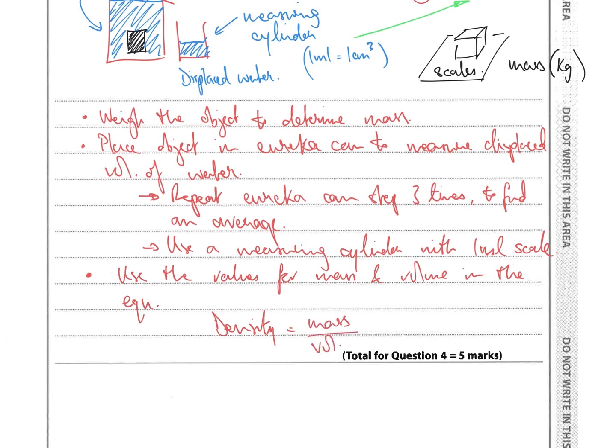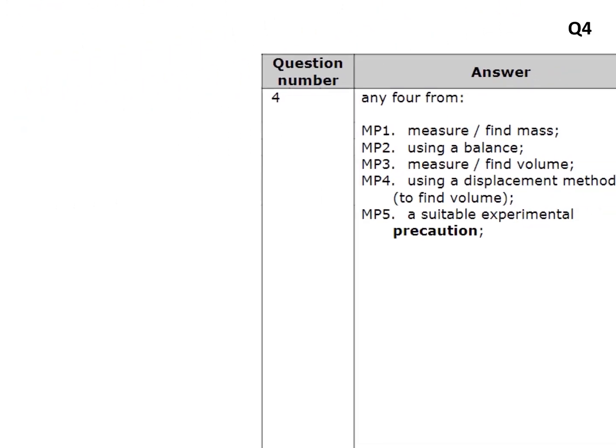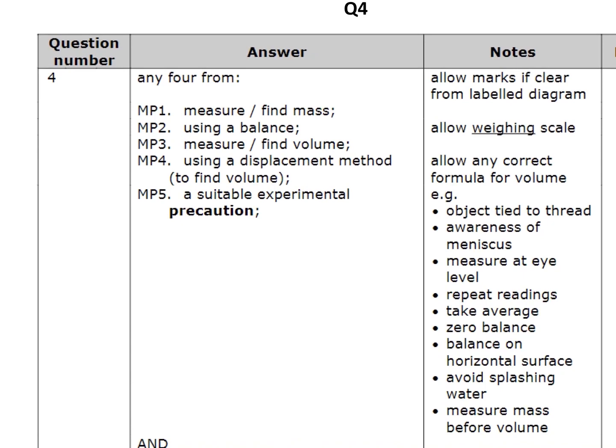Now 5 marks, it's quite a lot. Let's see how many of those marks I would have got by having written that down. So it's asking for you to measure or find the mass using a balance, allow weighing with scales, so that was okay, we got that. Clear diagram marked, yes. Finding volume using a displacement method, good, that's what we said. Allow the correct formula for volume, i.e. object tied to a thread, awareness of the meniscus. Oh, so that's really useful, and a suitable experiment there.